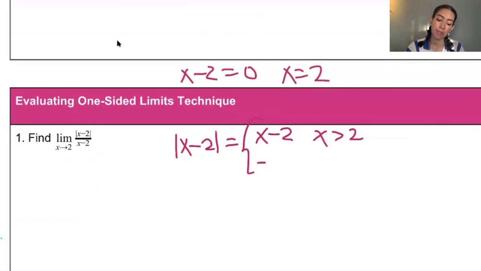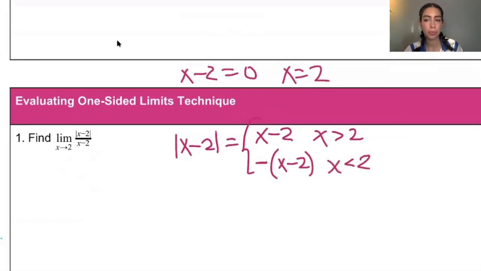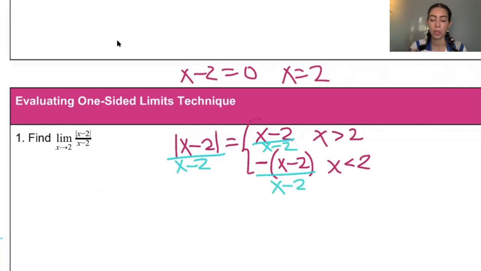And then we have the negative side, which is what we have on the inside of the absolute value, but for the negative values. And that's for all values that are less than 2. So now that we've got this piecewise function, and of course we're going to divide it by x minus 2, we're going to look for what's happening to the left and the right of the function.